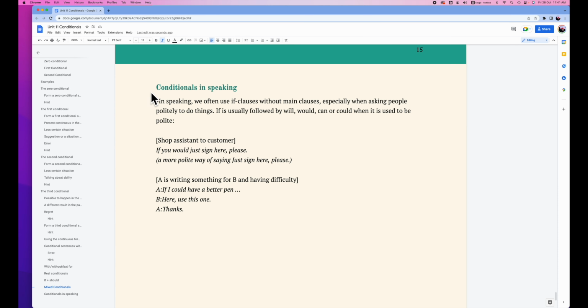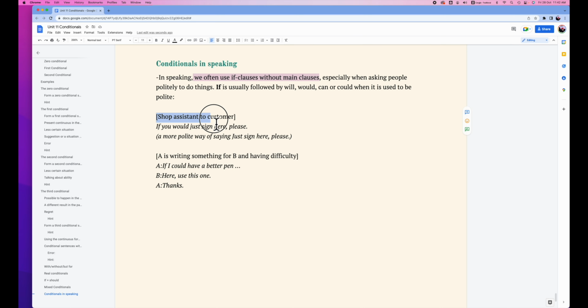Then the last part is about conditionals in speaking. Let's take a look at what points we should be aware of. In speaking, we often use an if clause without a main clause, which means just part A without part B, especially when we are asking people politely to do things. The word if is usually followed by will, would, can, could, which we have talked about in the first conditional, when it is used to be polite. For example, a shop assistant to a customer: if you would just sign here, please. A more polite way of saying just sign here.